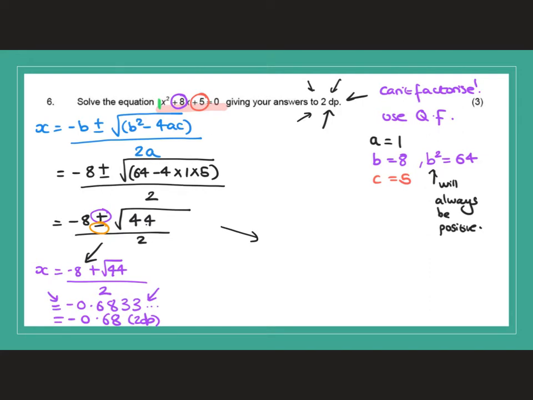Now, the second root will come from x is minus 8 minus root 44 all over 2, and this gives me a value of negative 7.3166... So this rounds to negative 7.32 to 2 decimal places, and we have our 2 answers.